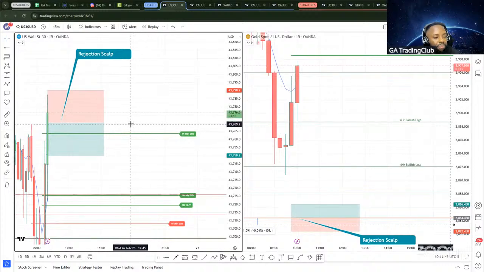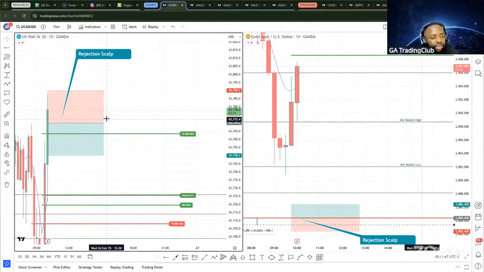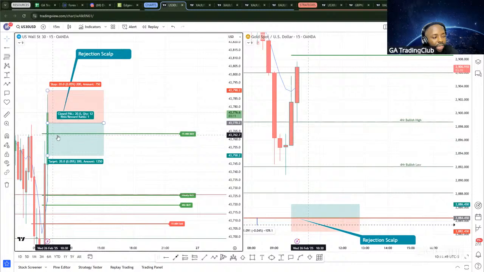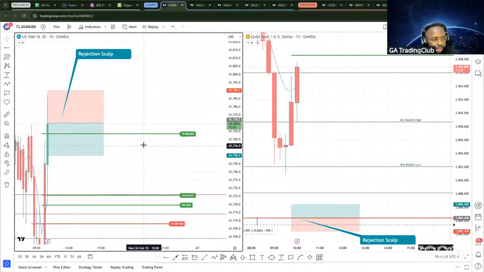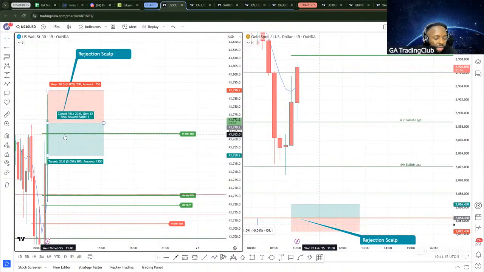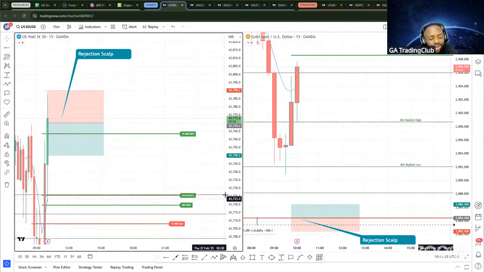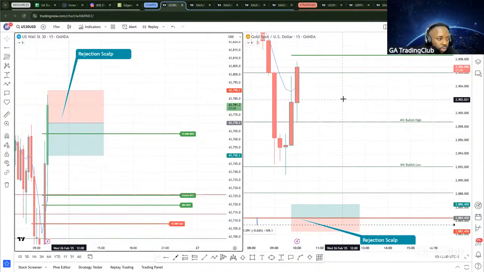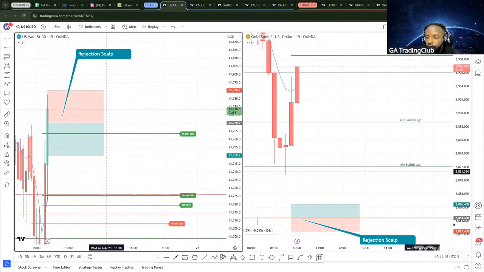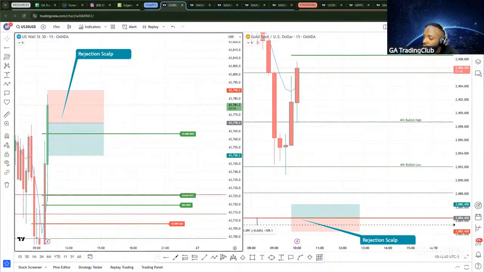If it doesn't, and you've set a pending order, at least you will avoid a loss. So a pending order ideally gives you a safer entry. A 5 second entry gives you a more optimal entry. But anyway, we'll see how this one goes.